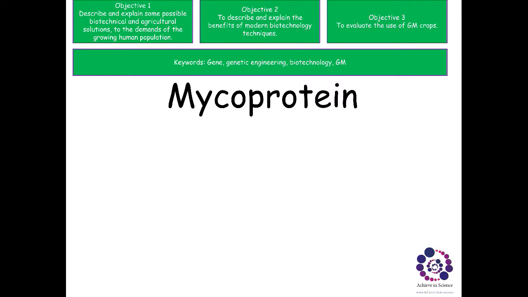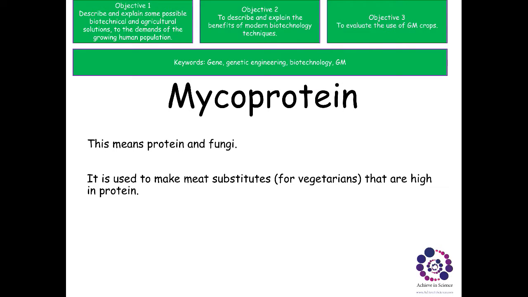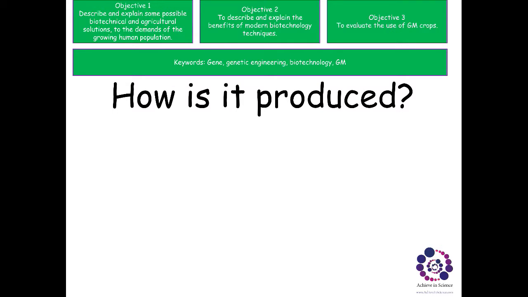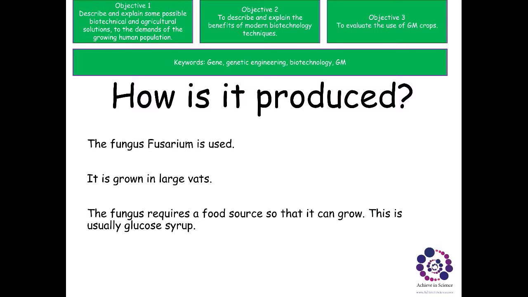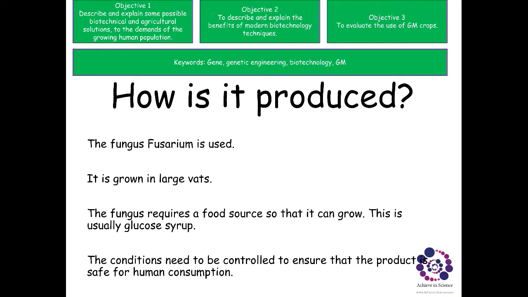One way is that we can produce mycoprotein. This means that it contains protein and fungi. It is used as a meat substitute that is high in protein, so it can be used by people who are vegetarian as a meat alternative. It is produced using the fungus Fusarium in large vats, where the food source is glucose syrup, and the conditions are highly controlled to ensure that this product is safe for human consumption.